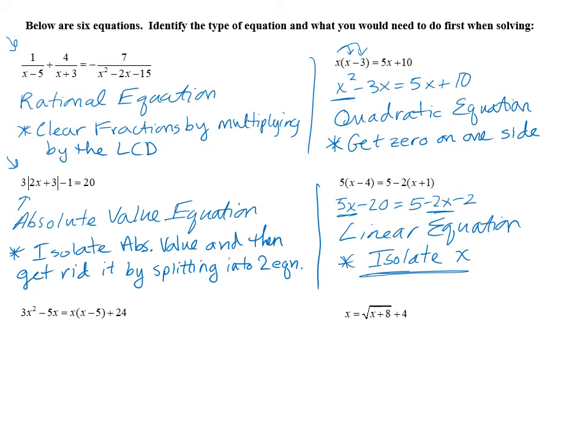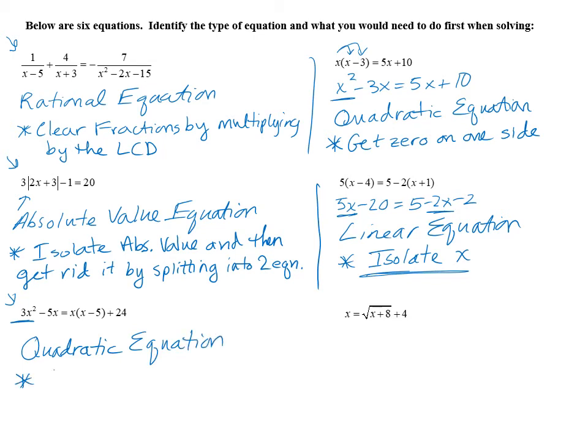All right, continuing down and on the left, we have the equation 3x squared minus 5x equals x times (x minus 5) plus 24. This equation right off the bat you can see has an x squared. So we suspect that it is a quadratic equation, and it definitely has no fractions, no absolute value, no square roots. So quadratic looks to be the right decision here. Now with quadratic equations, again, first step is generally going to be to get 0 on one side.